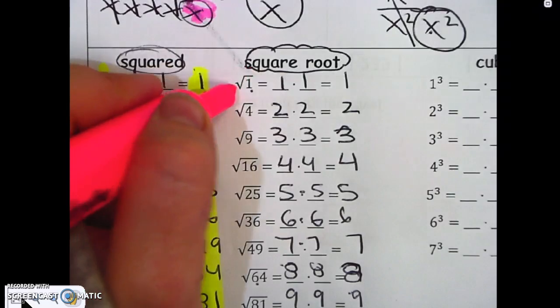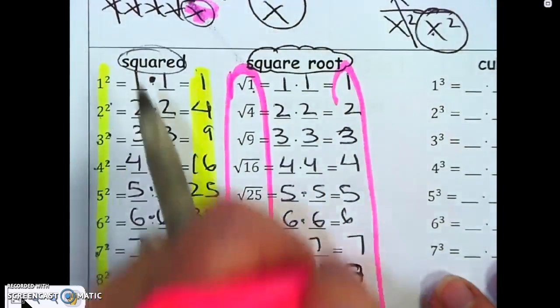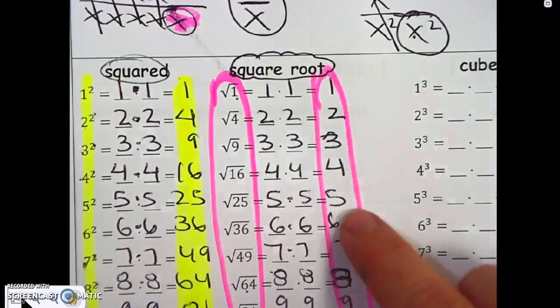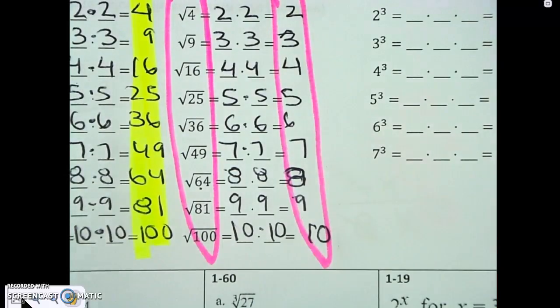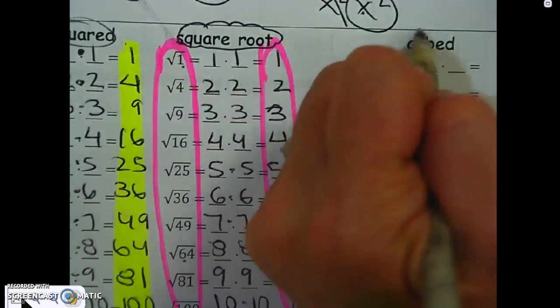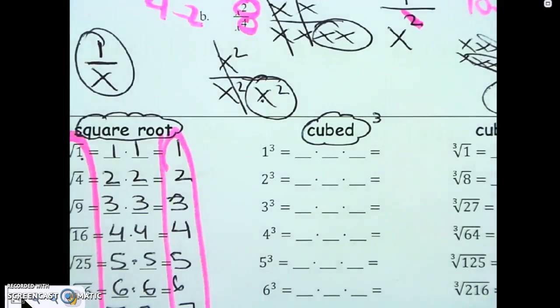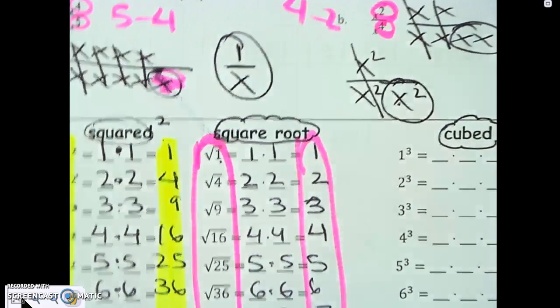So, here's the question. Here's the answers. The square root of 1, 1. The square root of 25, 5. The square root of 100, 10. Okay? Now let's focus on cubed. When you see cubed, little 3, where a squared is little 2, they're exponents.